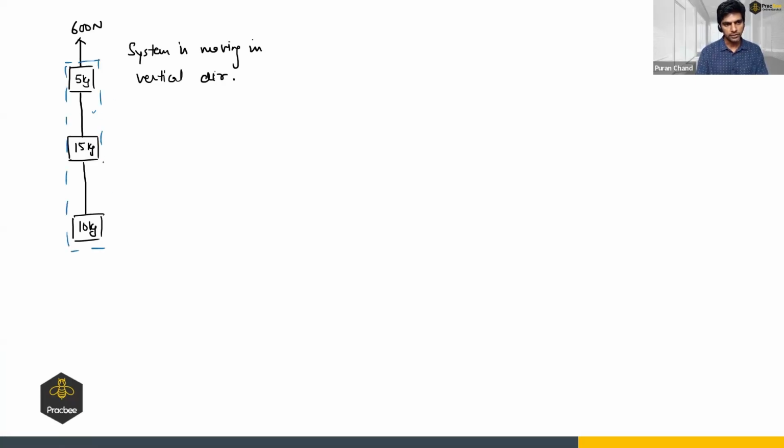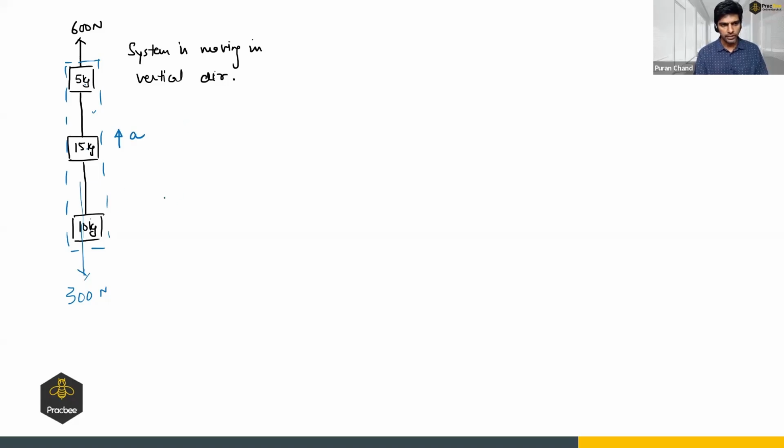Now on this system, what is the total gravitational force? It will multiply with each block: 5, 15, 10. So what is the total mass of the system? 30, right? 30 multiplied by 10 will be 300. So we can say on this system, there is a gravitational force acting in the downward direction, and that will be 300. Is it clear? And there is an external force of 600 Newton acting on the 5 kg in the upward direction. So we can say it will accelerate in the upward direction. Is it clear?